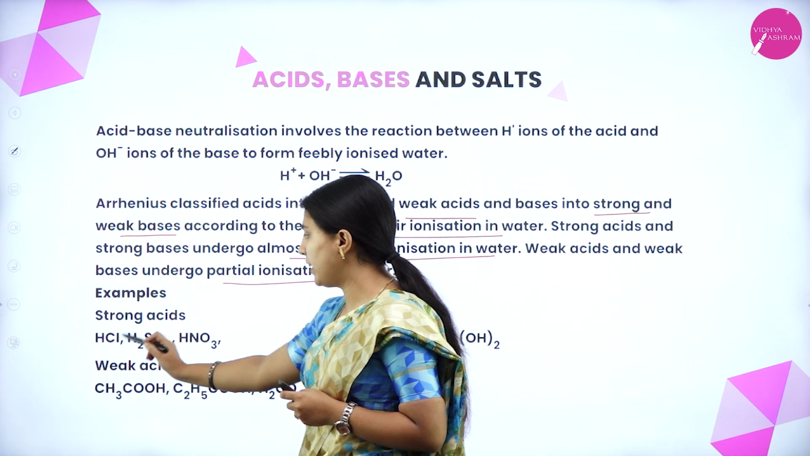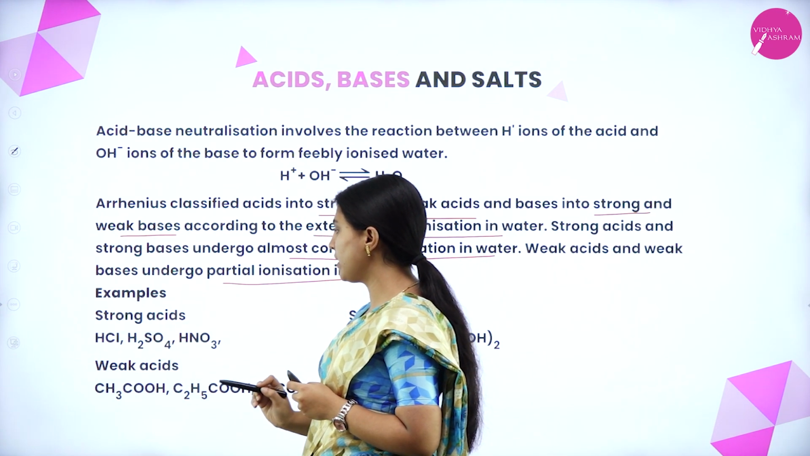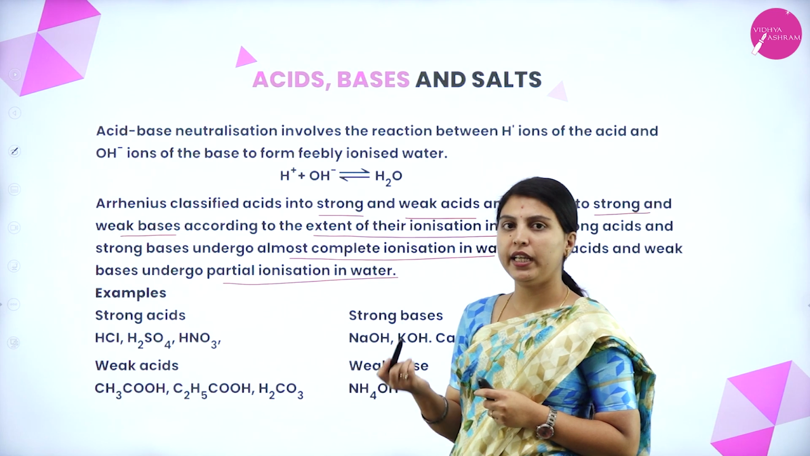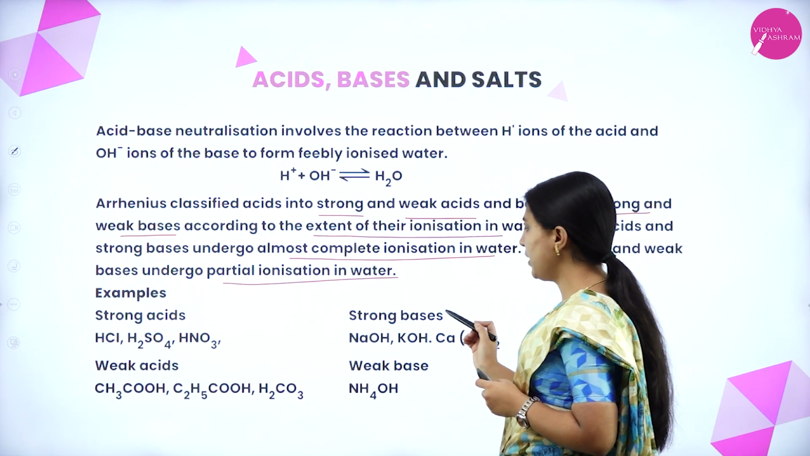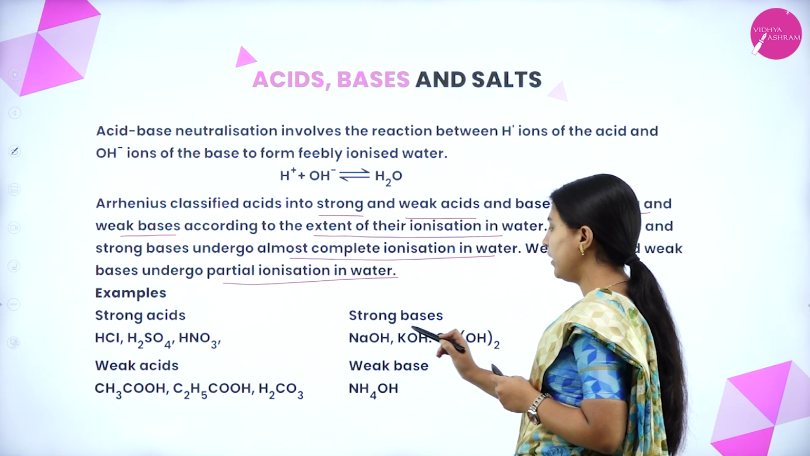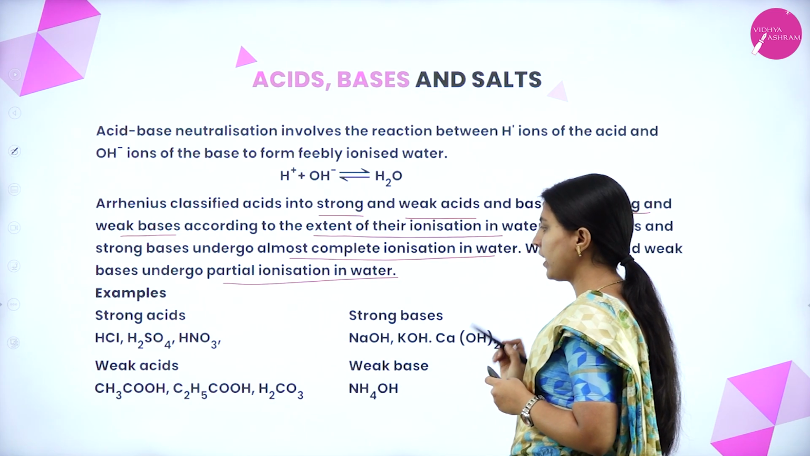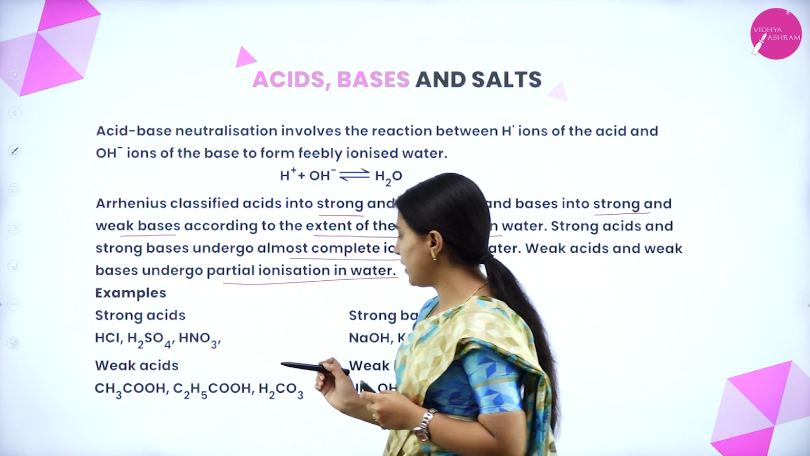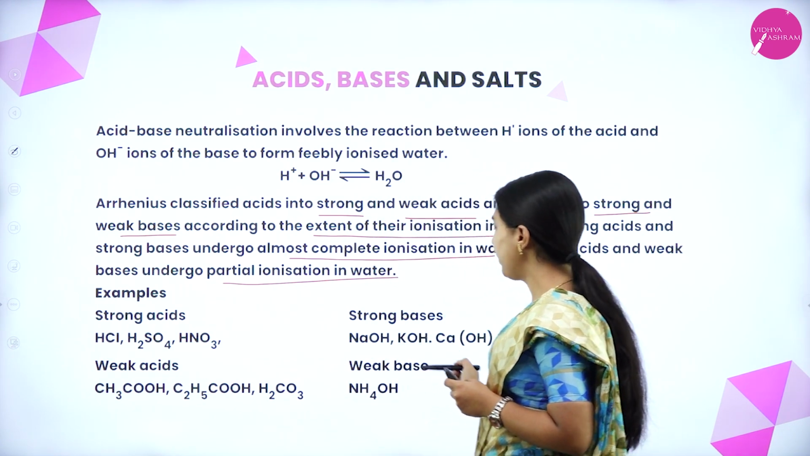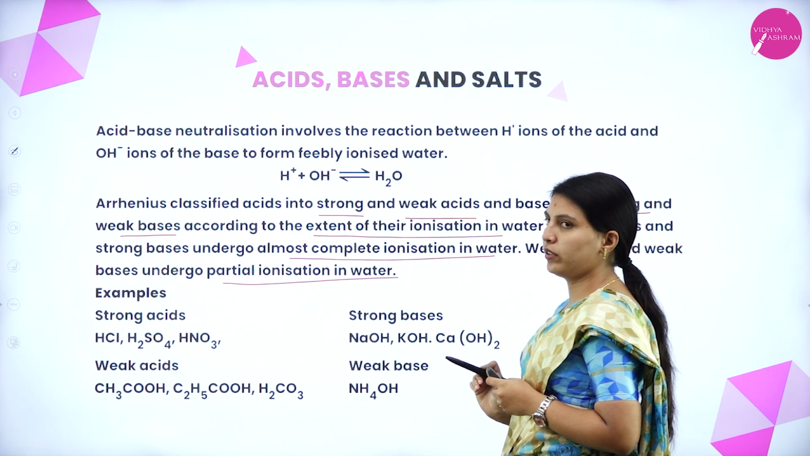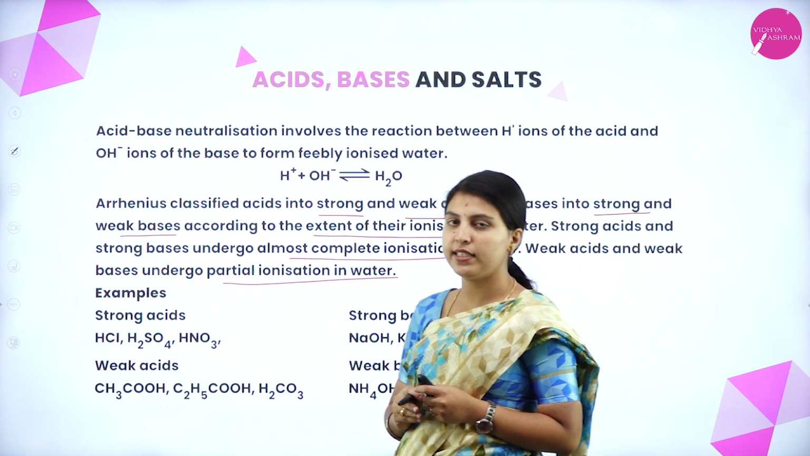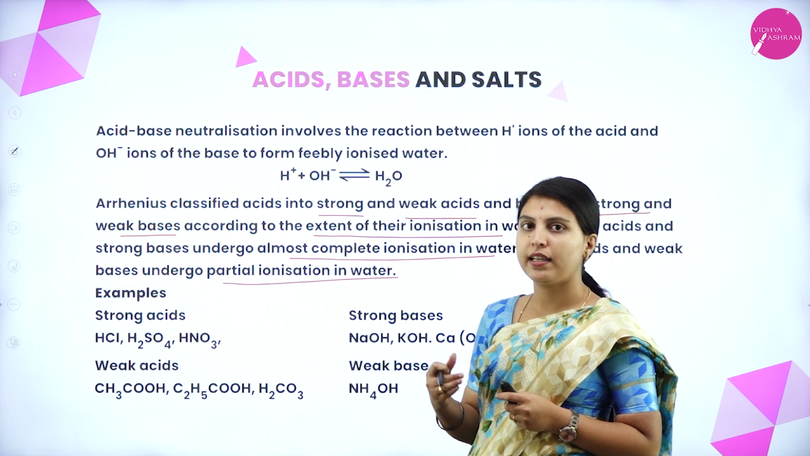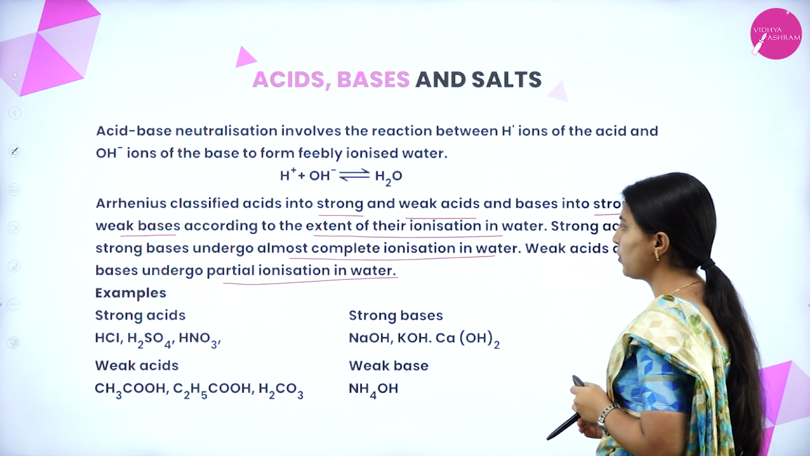For strong acids, HCl, hydrochloric acid, sulfuric acid and nitric acid all will liberate H plus ions and get completely ionized. Strong bases, OH minus, here sodium hydroxide, potassium hydroxide and calcium hydroxide. Weak acids, acetic acid, ethanoic acid and carbonic acid. Weak bases means ammonium hydroxide, which undergoes partial ionization. This is about the Arrhenius concept and also its classification according to him.